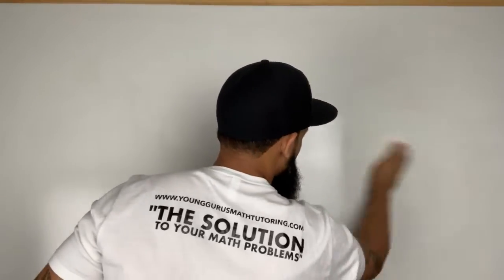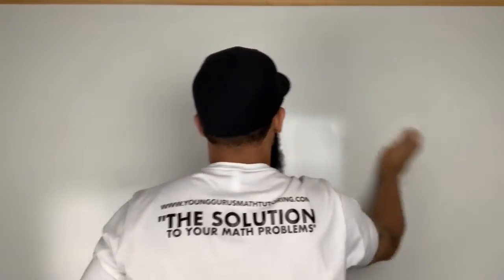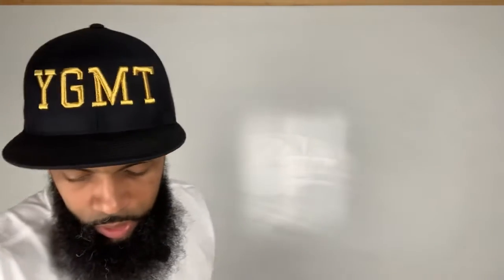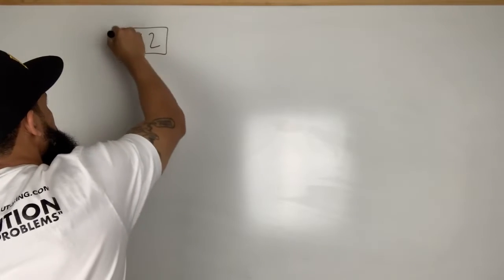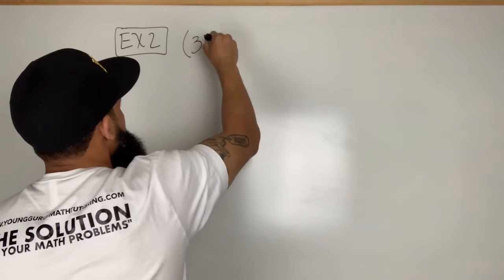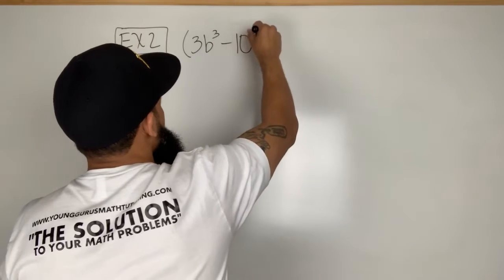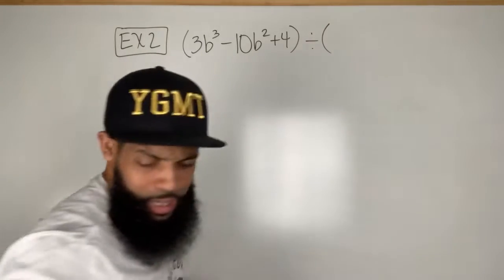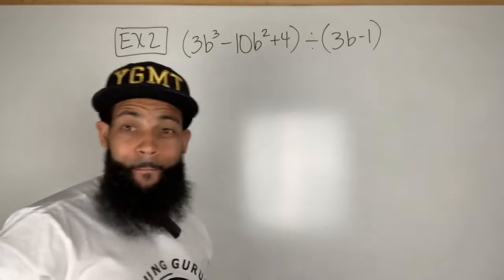Now, these are rather long, like I say, but the process is really just like long division. It's just that you have to be very, very careful, very tedious with your work on these. So example 2, we have 3b cubed minus 10b squared plus 4. All right, and we're going to divide that by 3b minus 1.